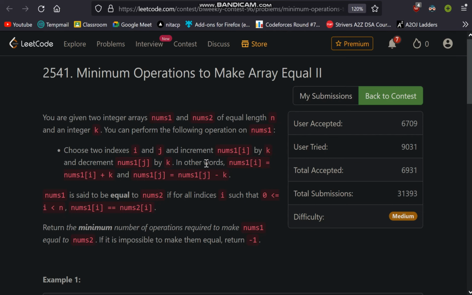This is Abhishek Verma and today I am going to discuss the latest LeetCode contest problem. The name of the problem is minimum operations to make array equal second. So please read the problem statement.